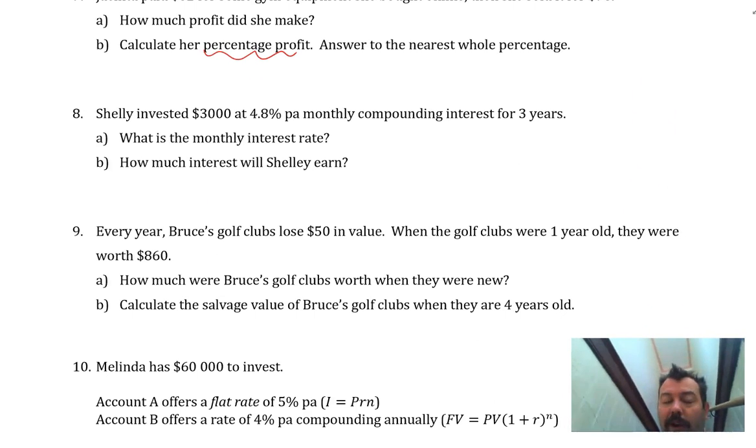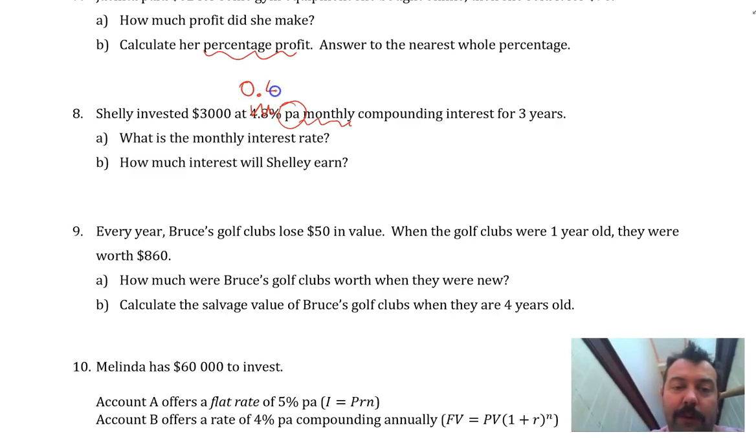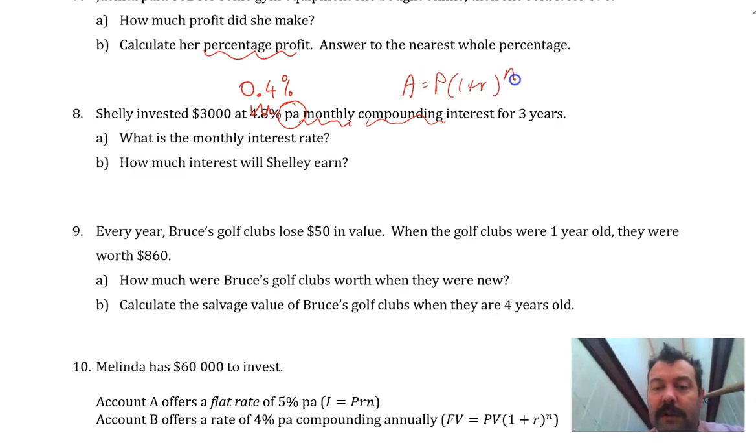Righto, moving along. There is quite a lot of work in question 8. Now, some things to keep in mind. PA means per annum, means each year, but this says monthly, so I've got to convert my 4.8% per annum into a monthly amount. There are 12 months in a year, so 4.8 divided by 12 is 0.4% per month. We've still got to divide that by 100 to use it. Now it's compound, so we've got to use this formula.